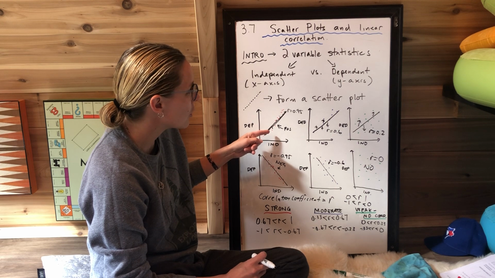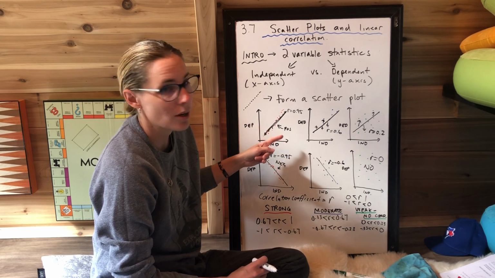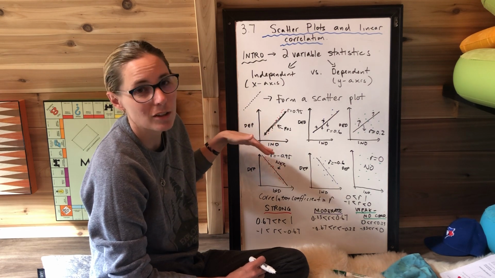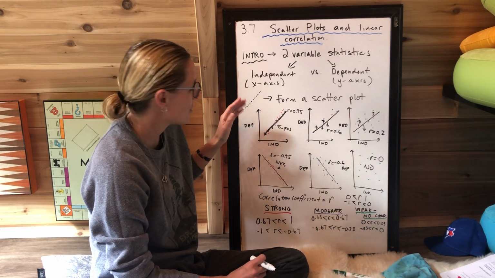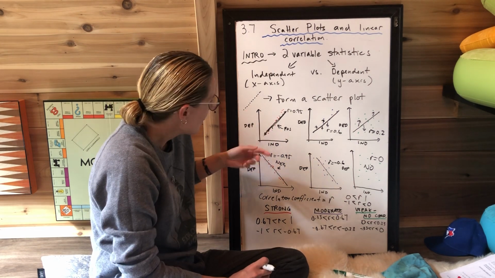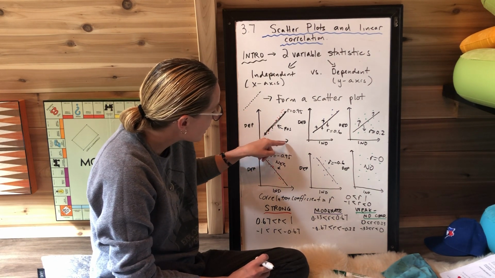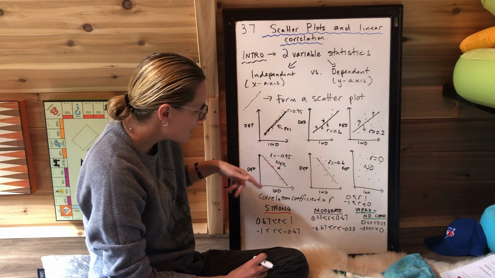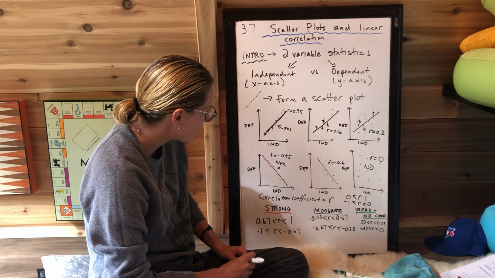Things that maybe aren't correlated are the number of times that you speed versus the number of tickets you get. You might speed a lot and never get a ticket. Okay, so they might not be correlated at all. The number of hours you study versus your marks, that's probably correlated. Okay, there can also be negative correlations.